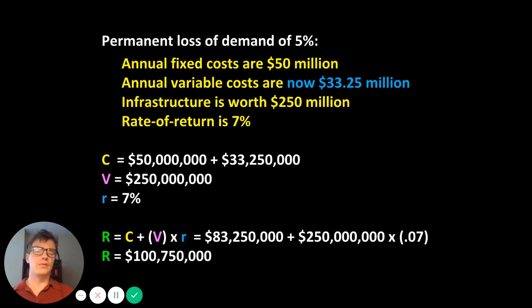So the value of C would change here. It's now 50 plus $33.25 million. And the value of V and little r stay the same. And so big R changes from 102,500,000 to 100,750,000. So that's our new target revenue.